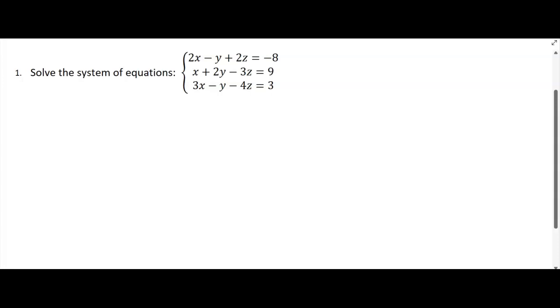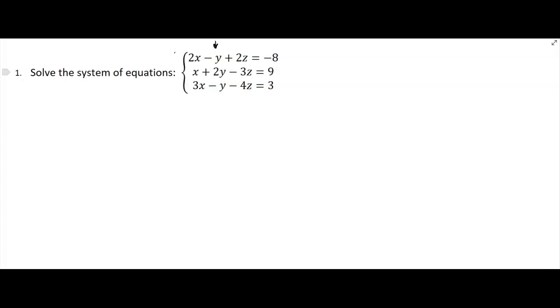It doesn't really matter which variable you decide to eliminate, but you'll have to do it twice so that you get two equations with two of the same variables, okay? Now, I chose y. Why? Just because. Okay, so I said I'm going to do y because I liked the 2y and the negative y, and I thought, well, that'll be easy to eliminate.